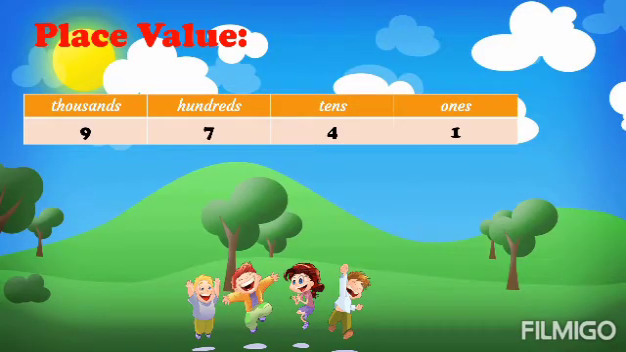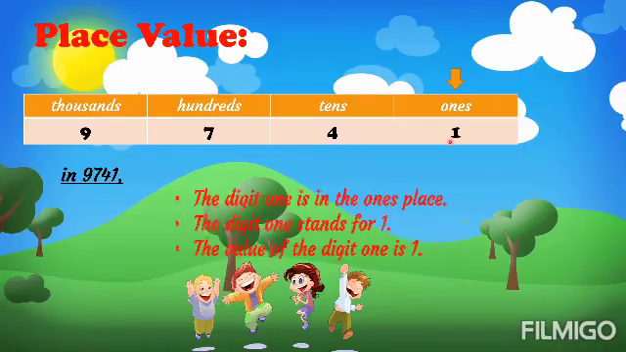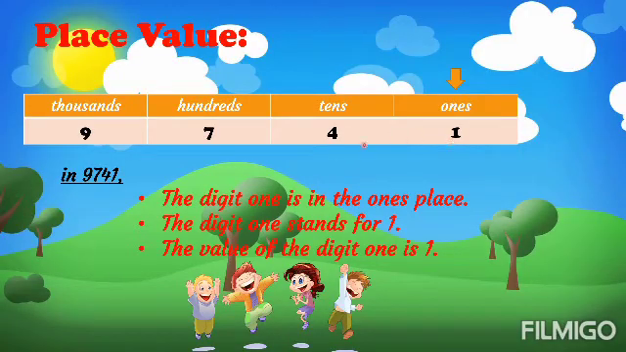So we are done with the thousands place, hundreds, and tens. So it's time for us now to discuss the ones place. The digit 1 is in the ones place. So the digit 1 stands for 1, and the value of the 1 is 1 only. Why? Because the 1 is placed in the ones place.